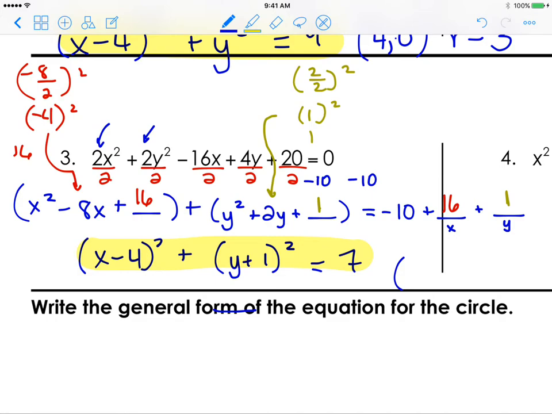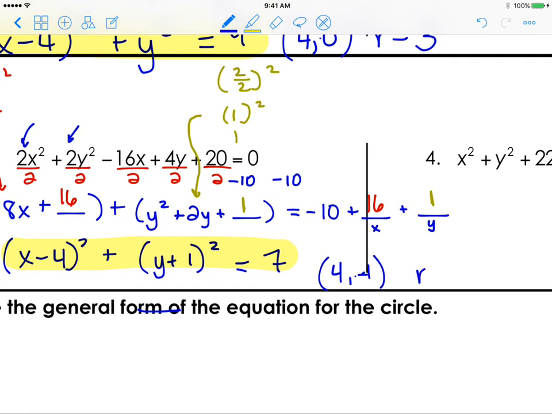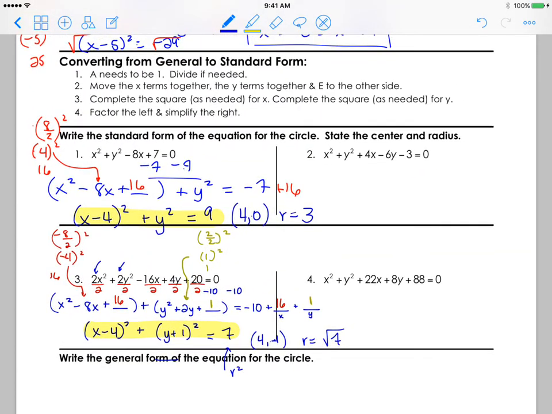Okay, so our center is 4, -1, because remember, it's opposite because it lies to us. And then our radius, because this is radius squared, I'm going to take the square root of 7. Okay, so that's completing the square twice. I will post those other 2 completed as well, but I just wanted to work through those 2 together.